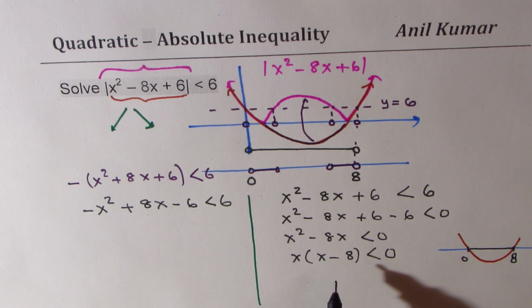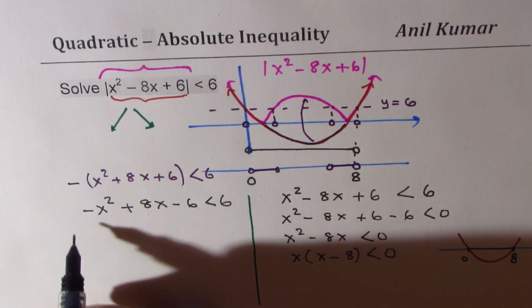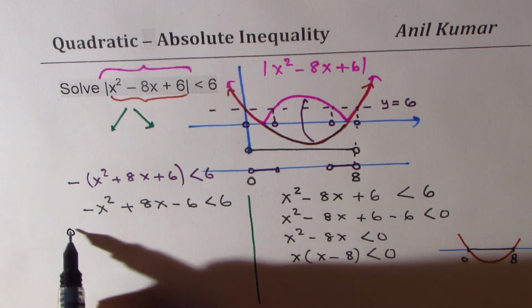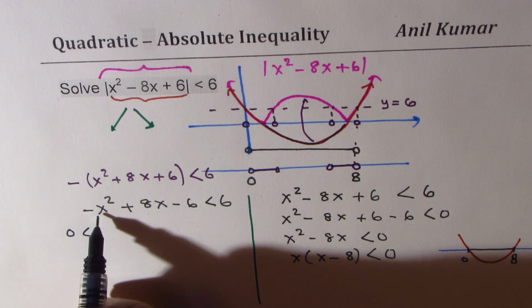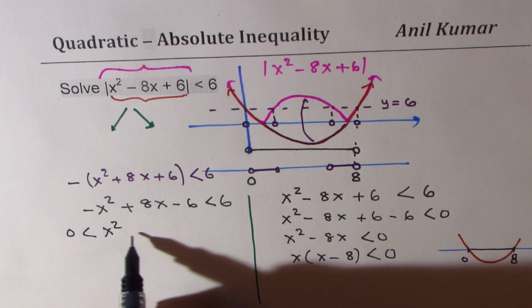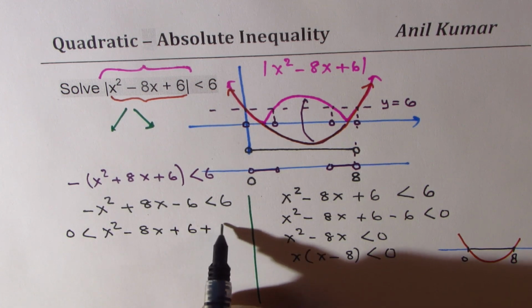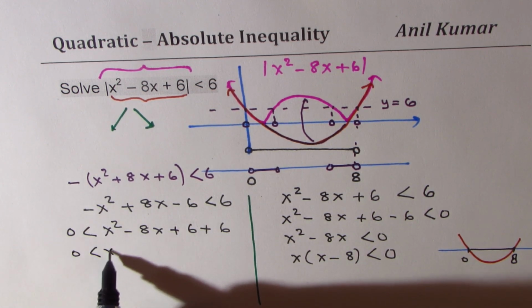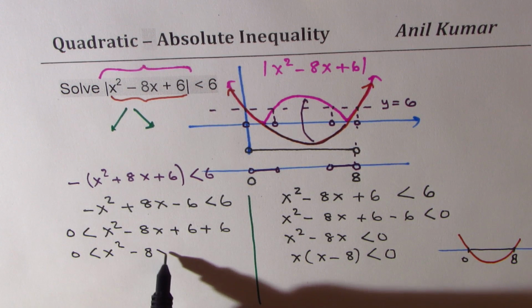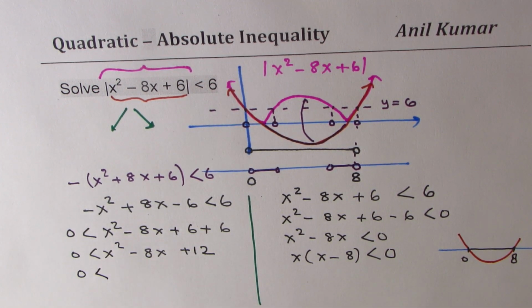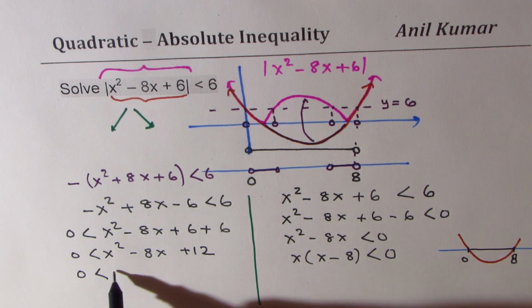Now, on the other side, what do we get? Let's solve this also. So we'll take all this to the right side. So we'll make 0 less than, since I want to keep this positive, x squared minus 8x plus 6 plus 6. So 0, x squared minus 8x plus 12. So what we have here is 12 is 8 and 4, both negative.